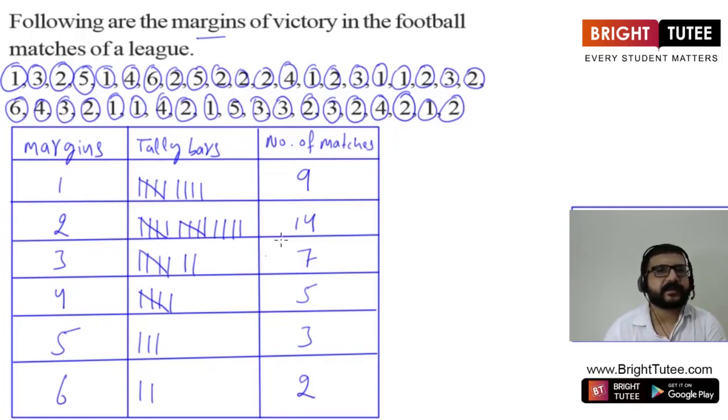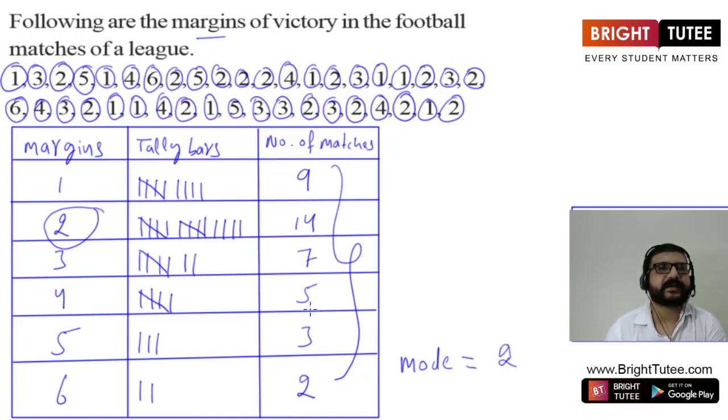Now can we tell from this table which will be the mode, or which observation is occurring most number of times? Now just by seeing these frequencies we can tell that this observation is occurring most number of times. So therefore we can simply write mode of this data will be 2.